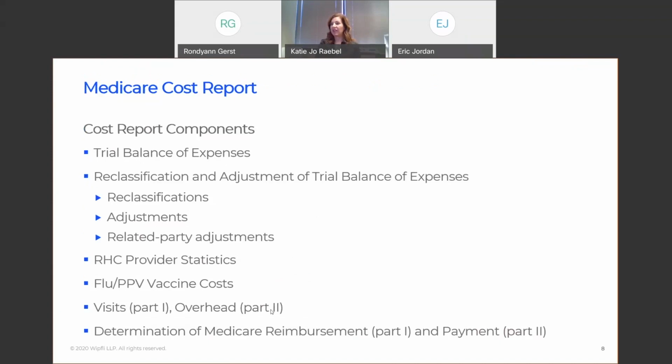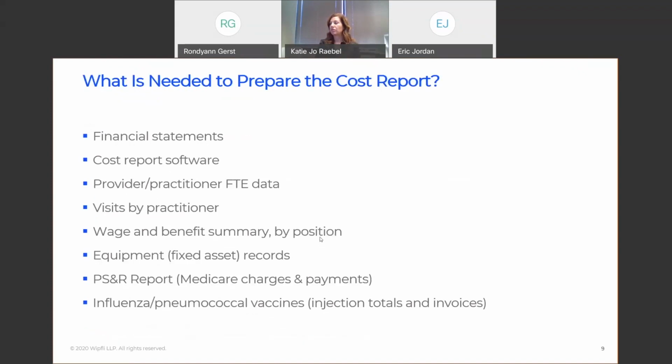And we have, again, our end game. What's the bottom line? What's our Medicare reimbursement that we either owe back to Medicare or they owe us? So what do we need from you as a clinic in order to arrive at the cost per visit in our end game calculation? Well, we need financial statements, of course, because we have to file these electronically. We have cost reporting software.